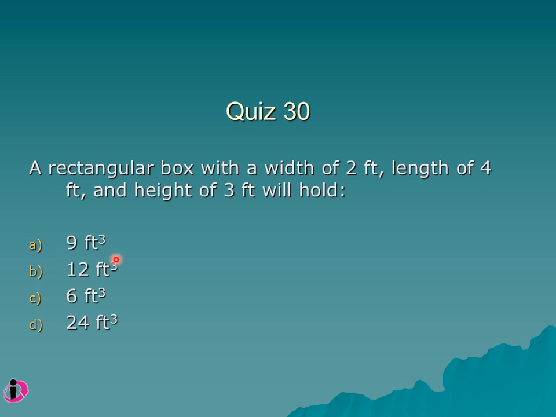Let's say you have a rectangular box with a width of 2 feet, length of 4 feet, and height of 3 feet. How do you calculate the volume? Because the volume is actually the capacity of the box, right? All you do is just multiply 3 dimensions, right? 2 times 4 times 3, which will be 24, right? 24 feet cube. The right answer is D.